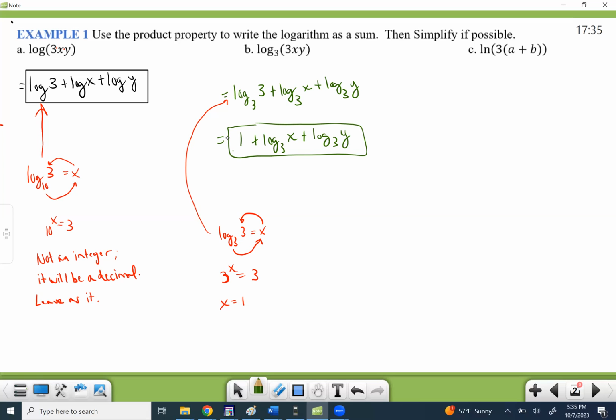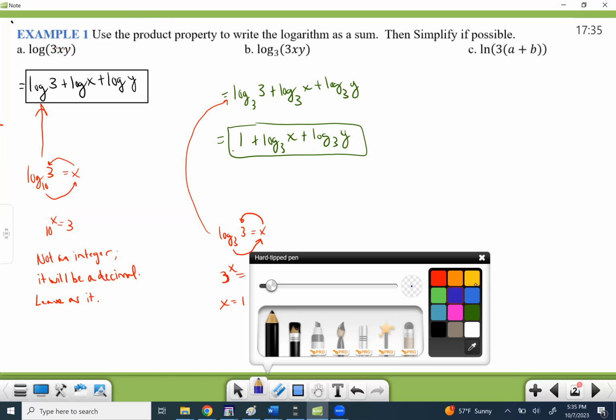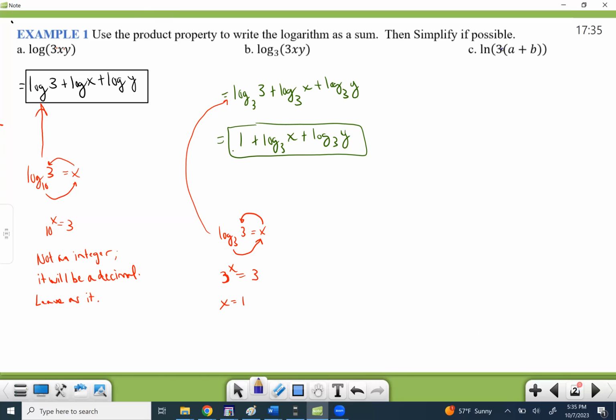So let's turn it into that, because who wants to look at this when they could just see a nice pretty one? All right, so let's go to C. On C, the times sign is going to be right there, between the 3 and the A plus B. So that's where we're going to split this log and make it addition. So we're going to say natural log of 3 plus natural log of A plus B.